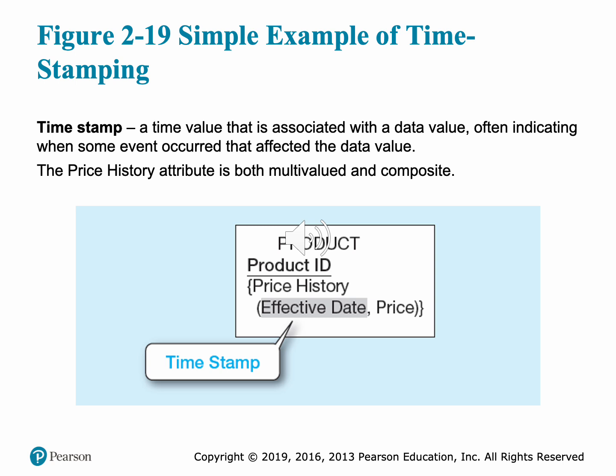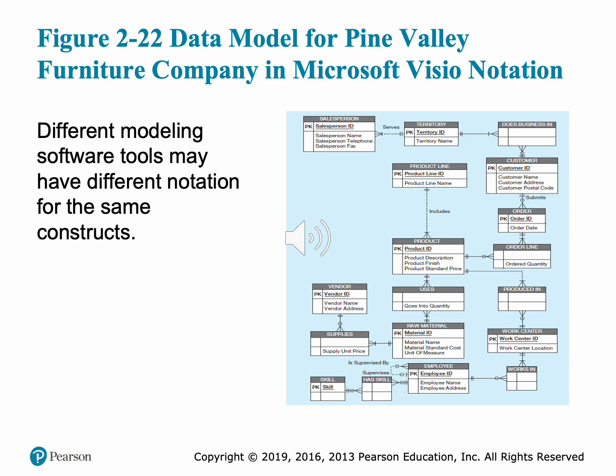Timestamps are useful for keeping historical data. In this case, we see the way of keeping track of price changes over time for products. Can you think of how the price history could be represented as a separate entity instead of a multi-valued attribute? What would be the cardinality of the relationship between product and price history? So I would suggest you answer in the chat, and I will give you a pause here.